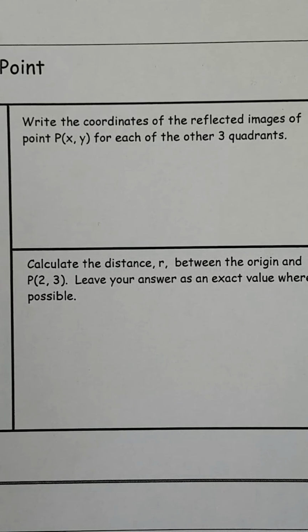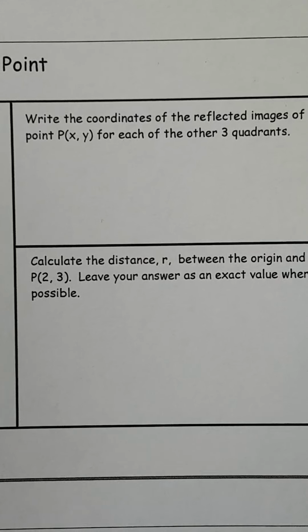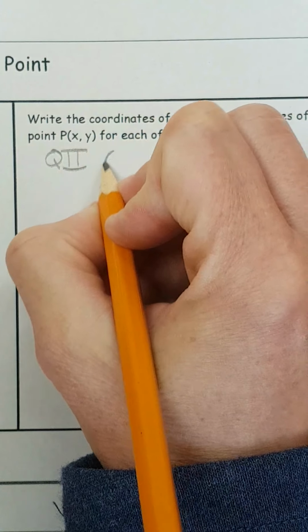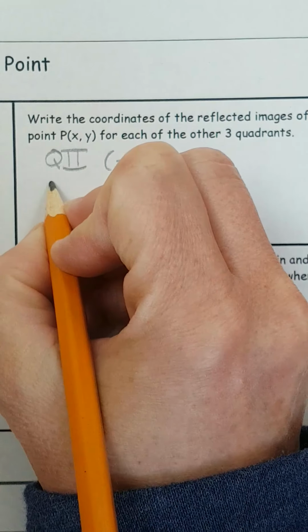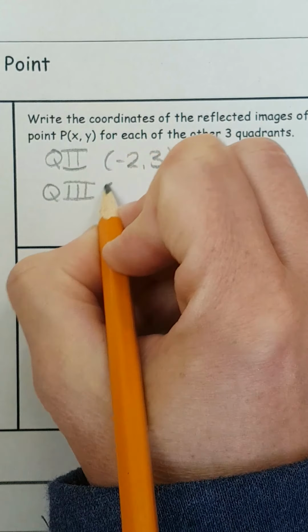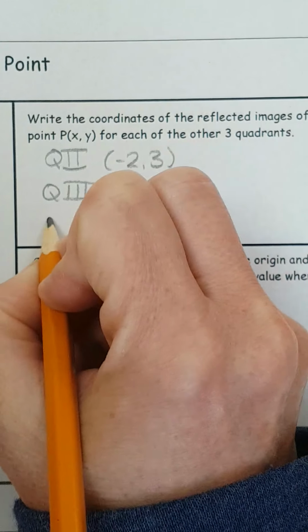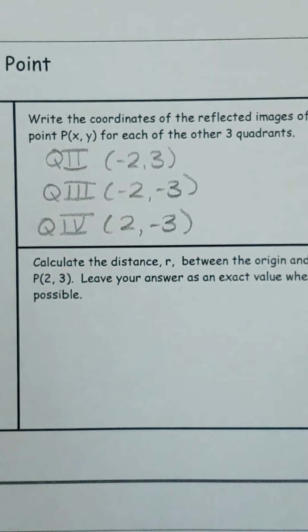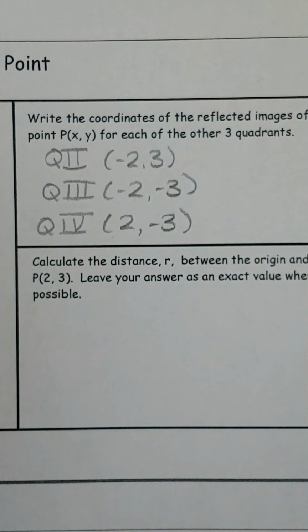It says, write the coordinates of the reflected images of the point P for each of the other quadrants. So we've dealt a little bit with reflections already. Basically we're going to deal with the mirror image of it in quadrant 2, so we're going to fold it over the y-axis. It doesn't need to be drawn or anything. So in quadrant 2, that point would be -2 and 3. Quadrant 3, we know that both coordinates are negative, and quadrant 4, 2 and -3. So that's all we need to do with that. We don't have to do that all the time, but that's one of the things we need to do.